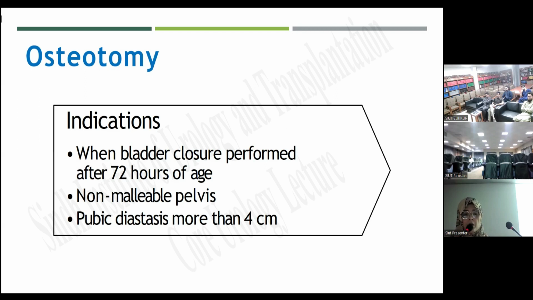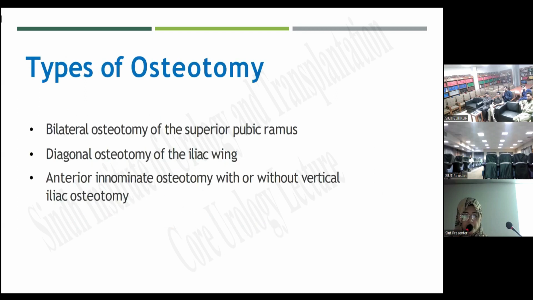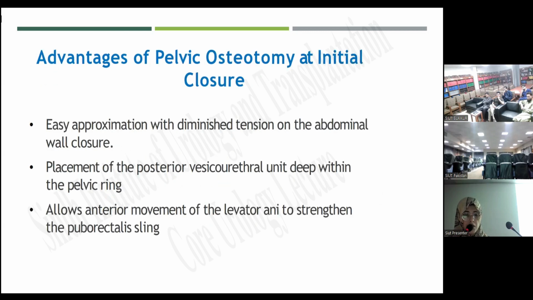Indications of osteotomy include when bladder closure is performed after 72 hours of age, a non-malleable pelvis, and pubic diastasis of more than 4 centimeters. Types of osteotomy are bilateral osteotomy of the superior pubic ramus, diagonal osteotomy of the iliac rim, and anterior innominate osteotomy with or without vertical iliac osteotomy.